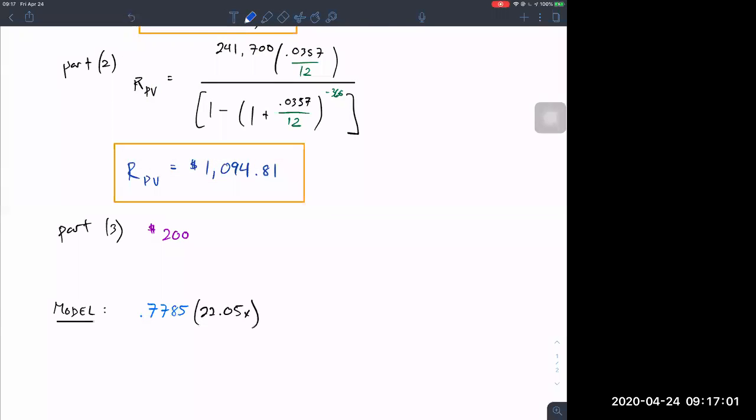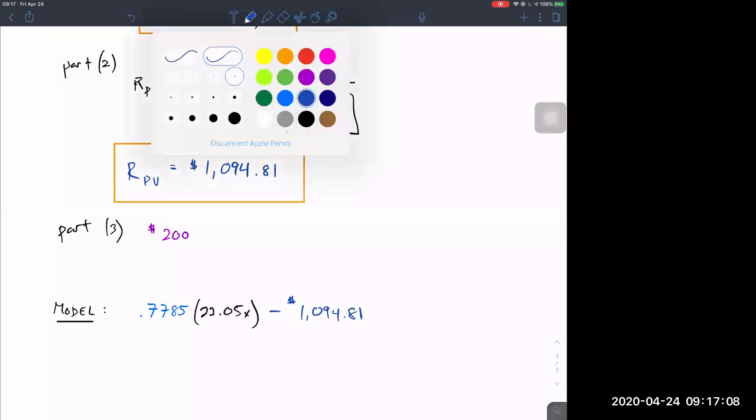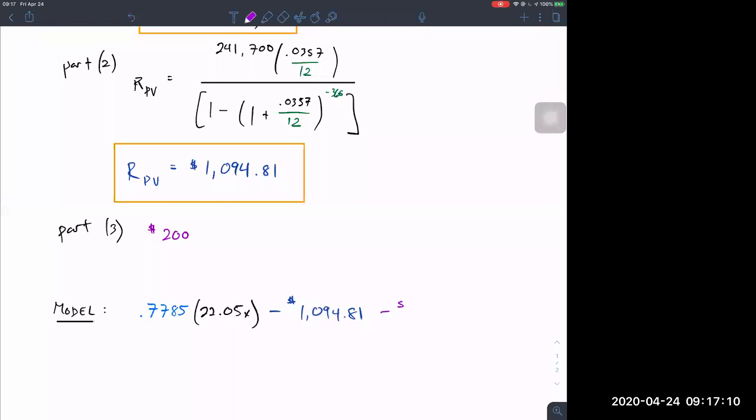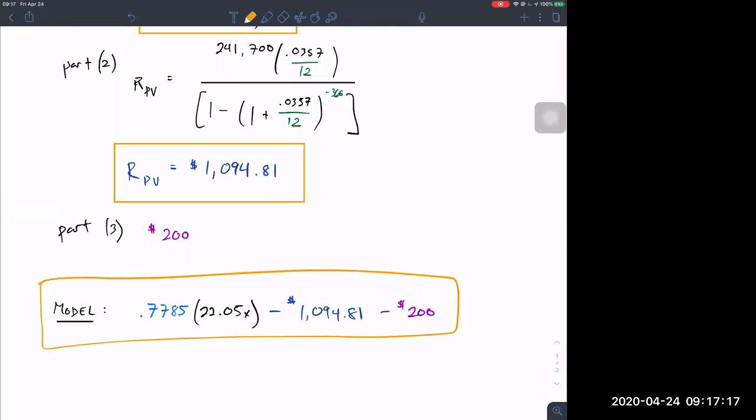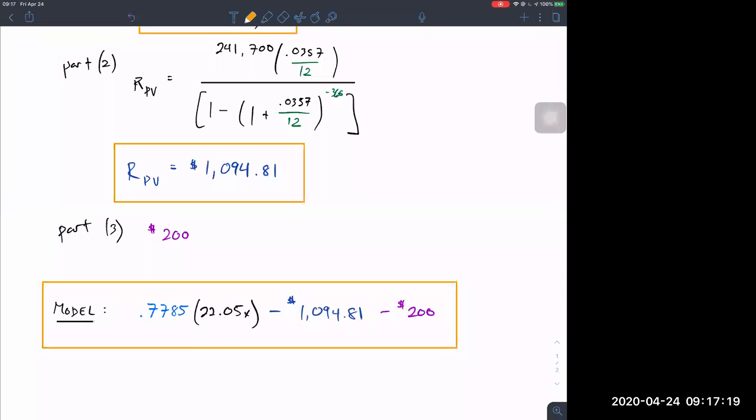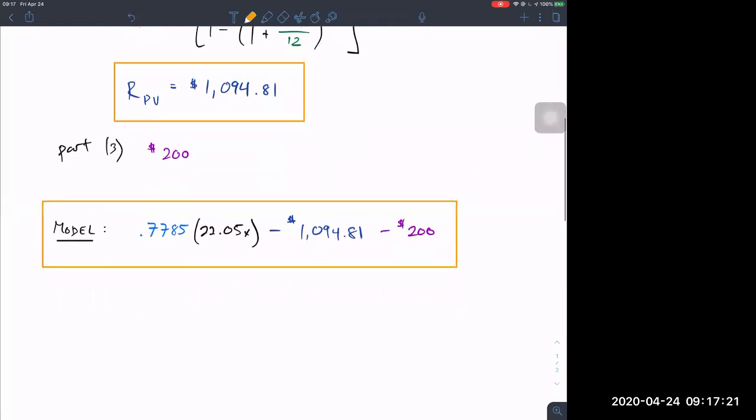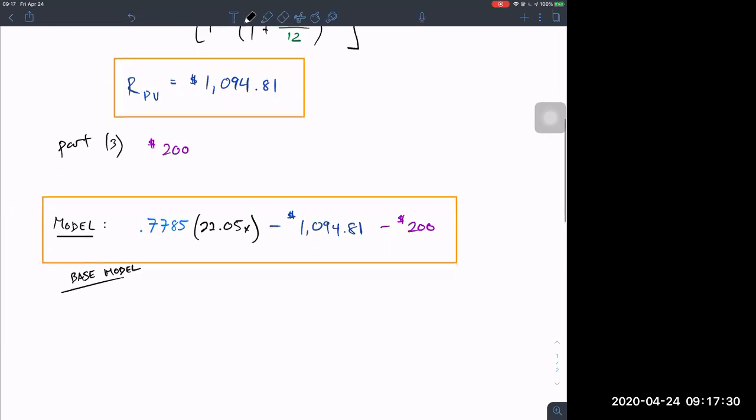You're subtracting off your rent for the month, and you're subtracting off how much money you're putting away per month as well. Remember, even though we're talking about hourly rates here, this whole scenario is per month basis, right? And again, let me write base model here as a nice reminder. Okay, and we can now answer the follow-up questions.